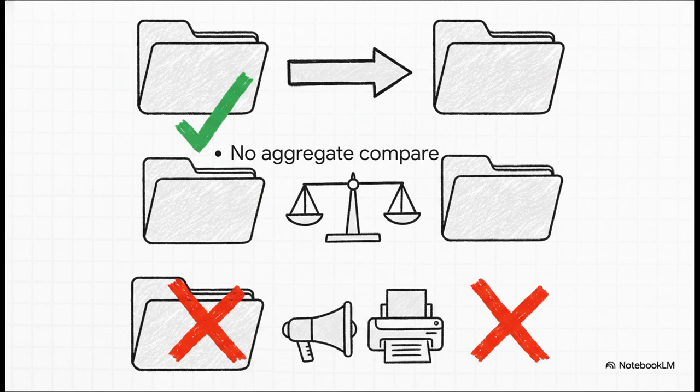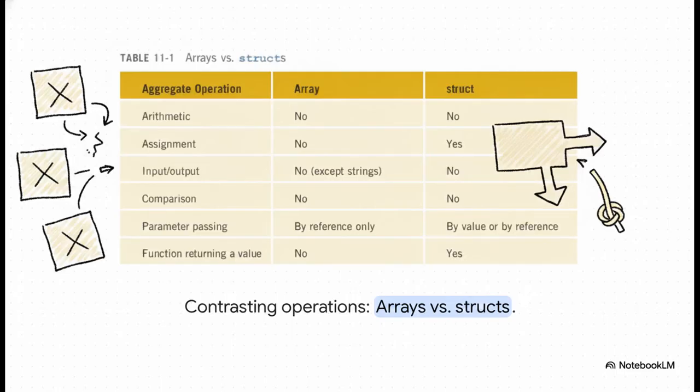You also can't just count the student. For comparisons and I/O, those actions must be handled member by member using that dot operator we just learned. So a really crucial point here is understanding how structs compare to other data structures. Notice the sharp contrast to aid your memory.